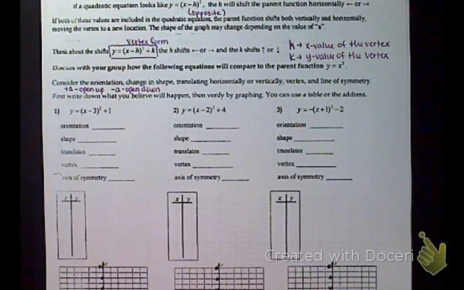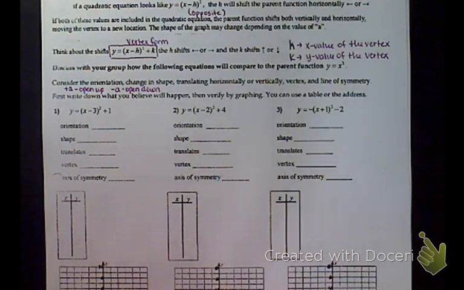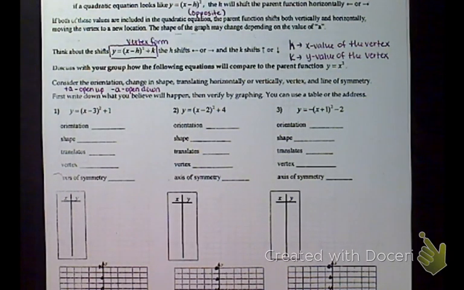Change in shape is your compression or stretch. It could still be like the parent function. So if a is equal to 1, then it's similar to our parent function. There is no change in shape. If a is between 0 and 1, then we have a compression. Our graph gets wider. And if a is greater than 1, we have a stretch. Our graph will become skinnier.